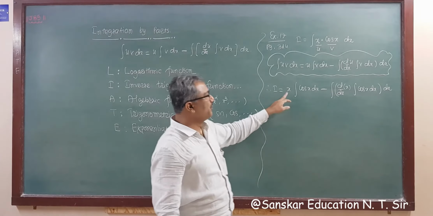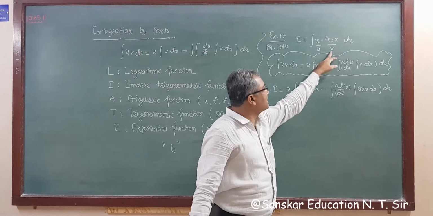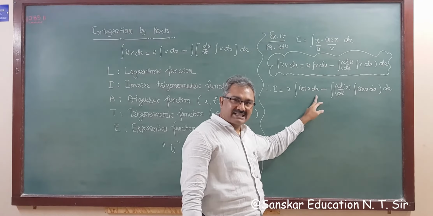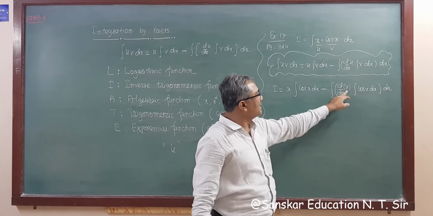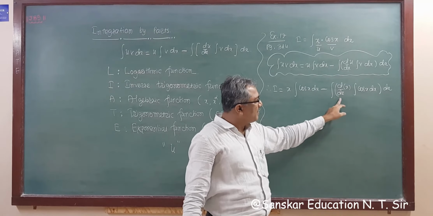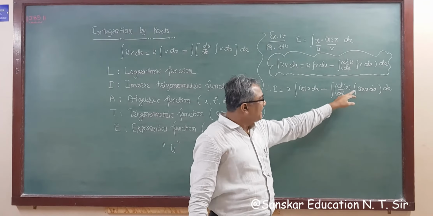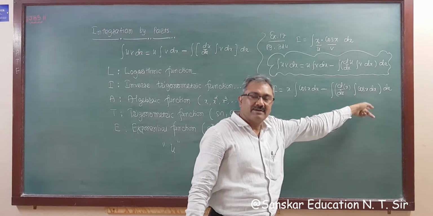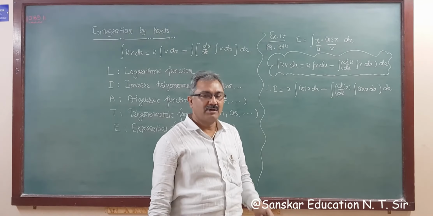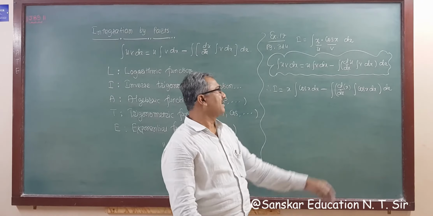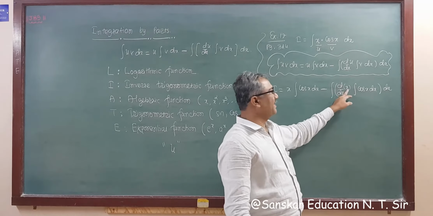Once again, u, integration v is cos x, so integration cos x dx, minus integration du by dx. That is, u is x, so du by dx is dx by dx, integration v is cos x dx, bracket over dx. Now this is all our standard formula. Integration of cos is sine. Here it is x cos x sine, and the derivative of x is 1.